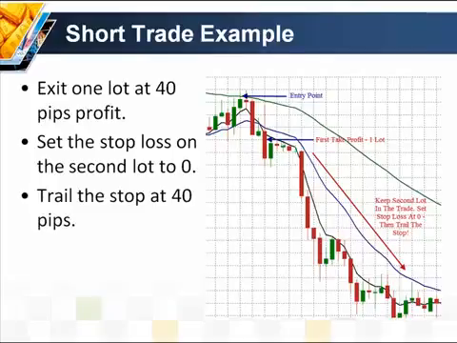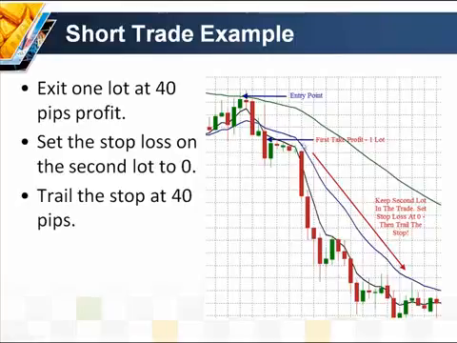At that point, we keep our second lot in the trade. We set our stop loss to 0 for the second lot, so we set it to the break-even point. So our stop loss would be moved up to here for the second lot. And we continue to trail our stop at 40 pips behind until the stop loss is hit. So in this case, the trade would have continued in our favor. We would have made a profit all the way down here.